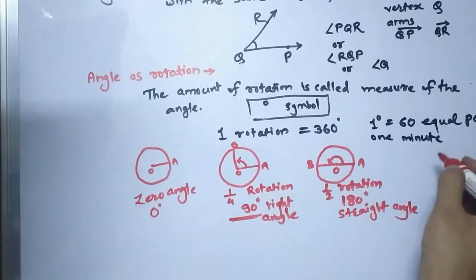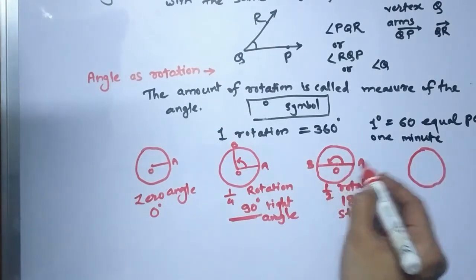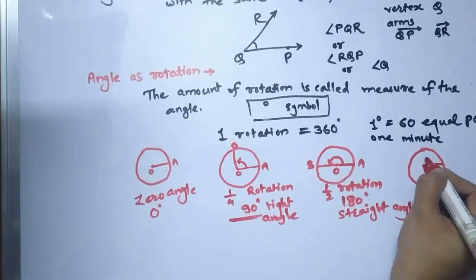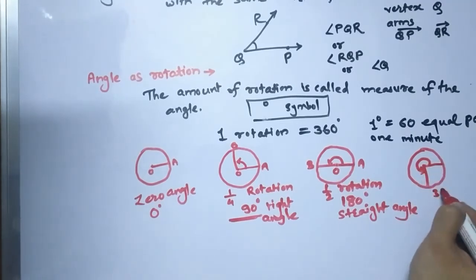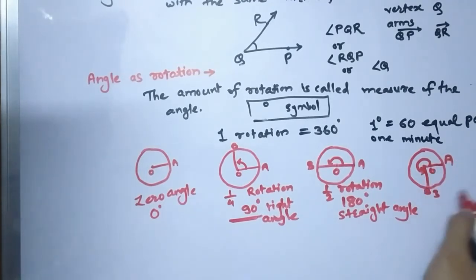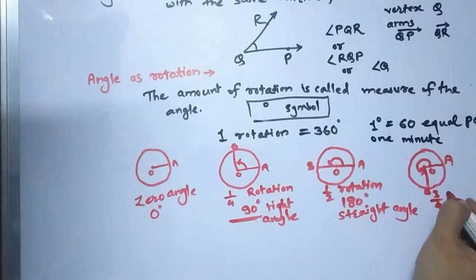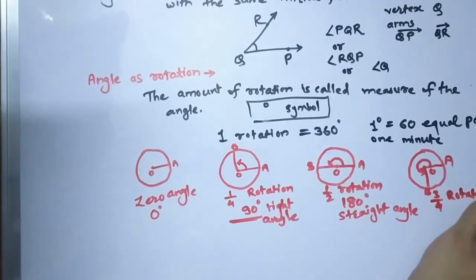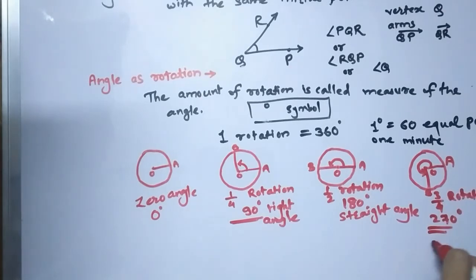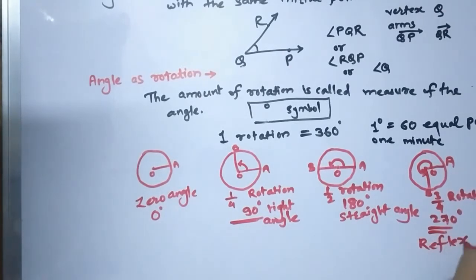Now I'm going to take it further, that means I'm going to take its 3/4 rotation. So where will you reach? You will reach here. That means this is A, this is O, and this is B. So friends, you have done 3/4 rotation. 3/4 rotation is nothing but 270 degree. So this 270 degree you can say is a reflex angle. I'll write here it is a reflex angle.